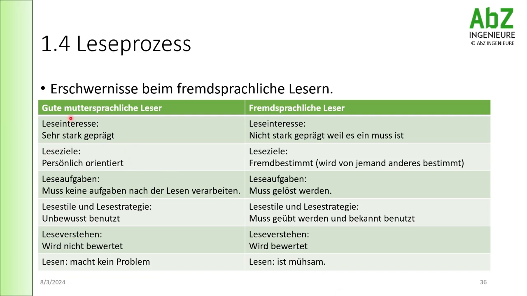So what happens to the reader in the mother tongue? His reading interest is very, very strong, whereas in the case of a foreign language, it's not that strong. It might tend to go down. What are his learning goals or reading goals? It's basically his personal interest, whereas in this case, oh no, I have to do an A1 class German or an A2 class German. That's a specific target which has been fixed by the course program. So that way it's fremdbestimmt.